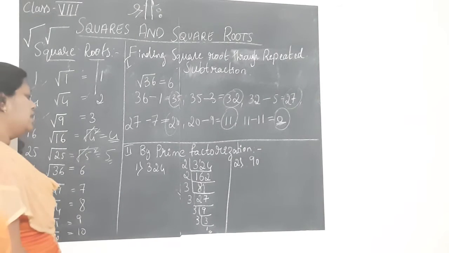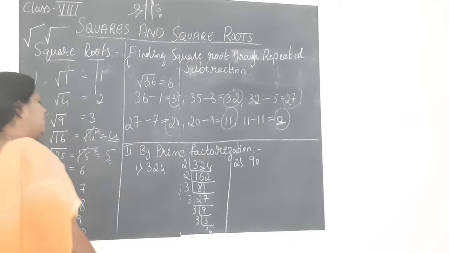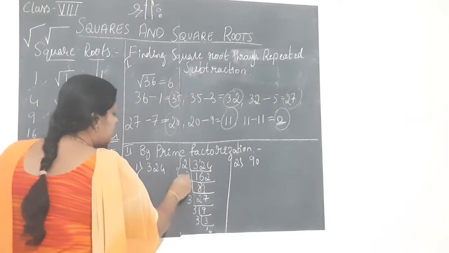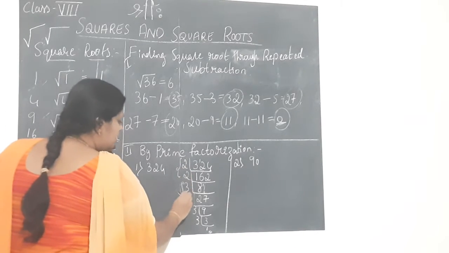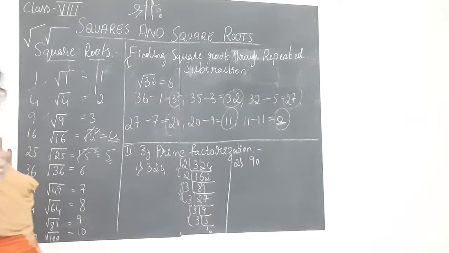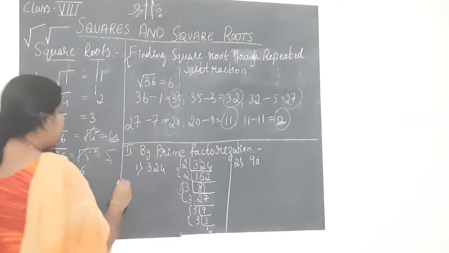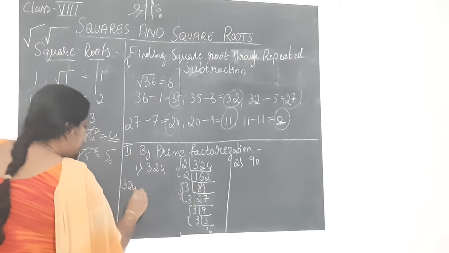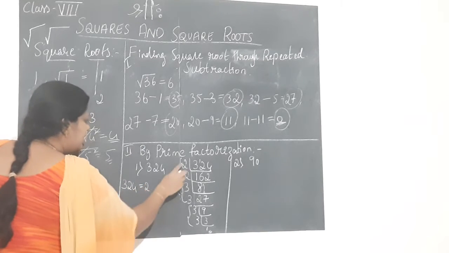Next what you will do is group them. Like we have two numbers, 2, 2; 3 twice, 3 twice. Like that, two numbers you should group, children. After grouping, 324 is equal to, you will write them.